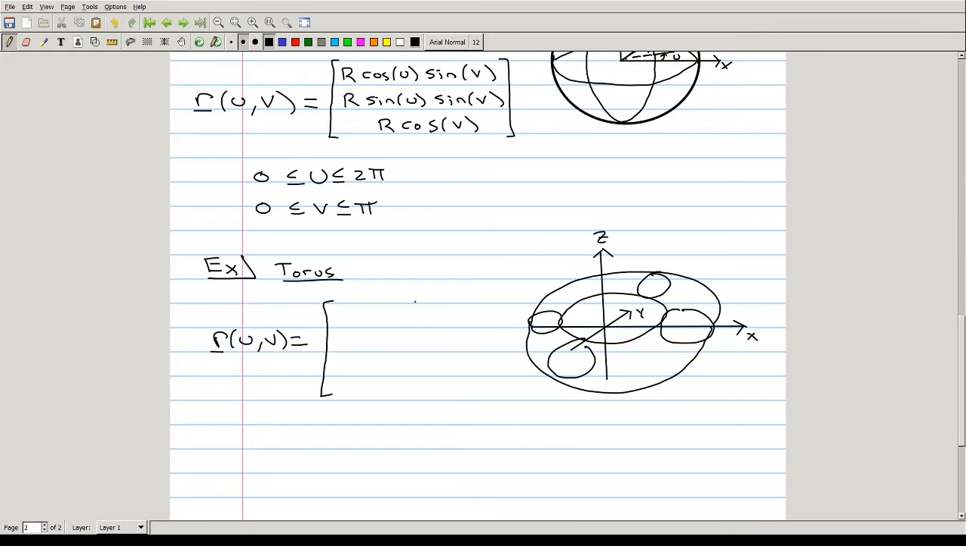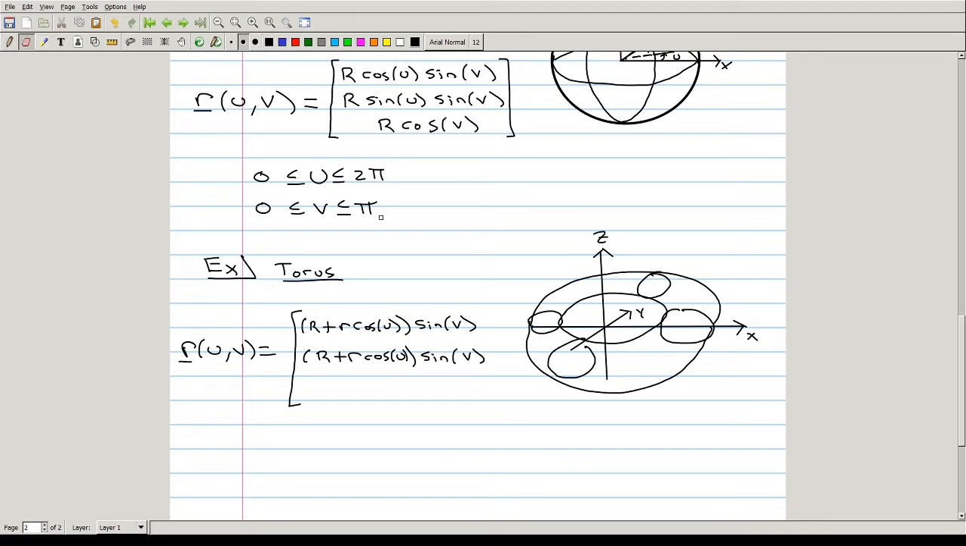So the torus can be directly described by the mapping: R plus r cosine of u, multiplied by cosine of v; R plus r cosine of u times sine of v. Oops, the first one shouldn't be sine, it should be cosine of v right here. And the last one is going to be r sine of u.